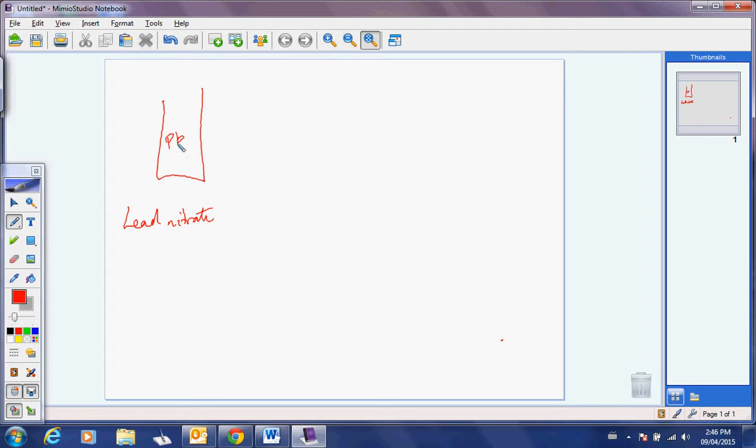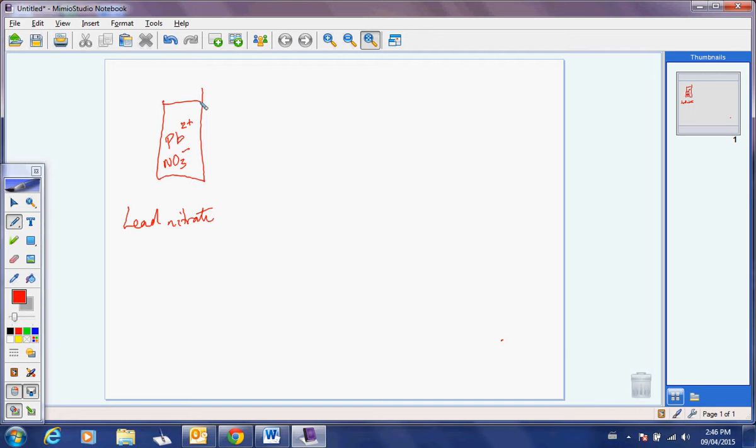Pb 2 pluses and NO3 minuses floating around in that bottle. Everybody okay with that? They are not together, they are separate. You don't need to draw it down. Yes, that's what I mean. Okay, so that's what's in here.